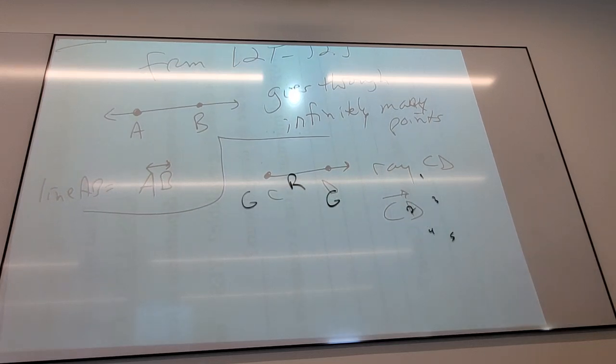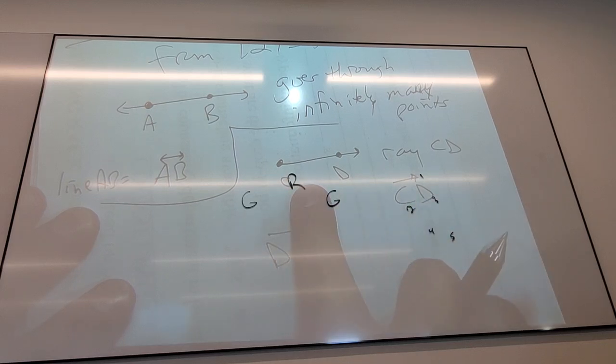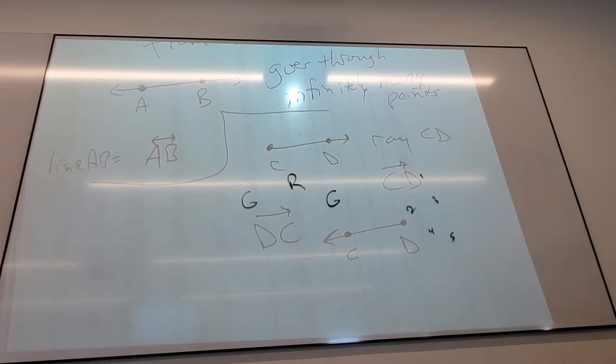So how would ray DC differ? This is ray CD. What would ray DC look like? Another arrow. What would be the initial point there? D, and then it would point in the direction of C. Okay. I like it.